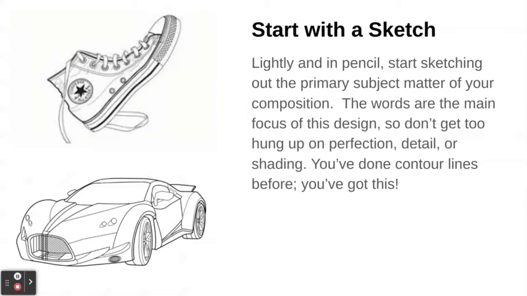Remember that the words are the main focus of the design, so don't get too hung up on perfection, details, or shading. You've done contour lines before? Remember doing your shoes? So I know you can do this just fine. And don't forget, get some reference images. If you know that you want to do some type of an animal or whatever it might be, use a reference image from online, or you can print one to the AHS Artroom printer too. You have lots of options here.